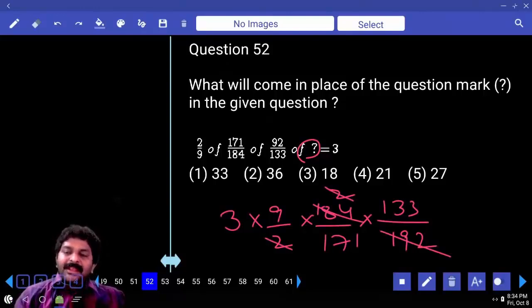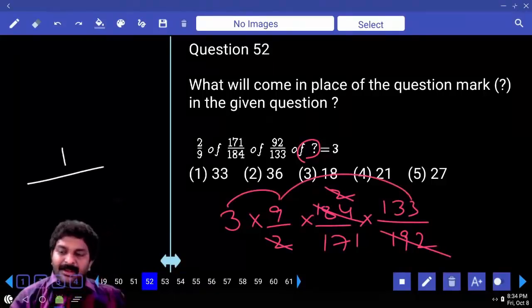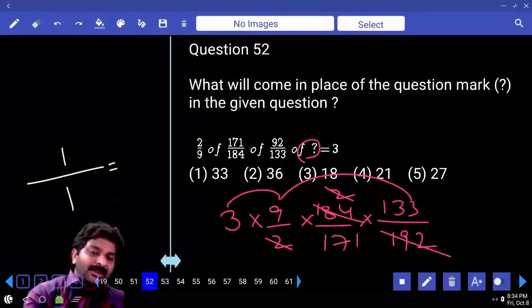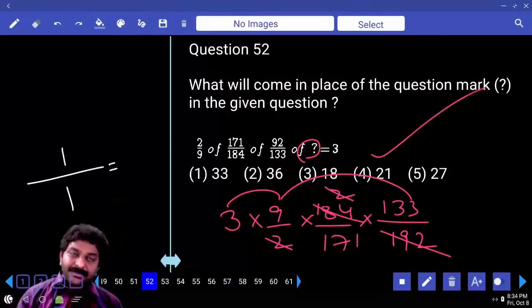So now let's see last digit verification. 3 into 9. 7 into 3. 1 divided by. Denominator ends with 1, into which number ends with 1? So the answer must end with 4. Fourth option, final.